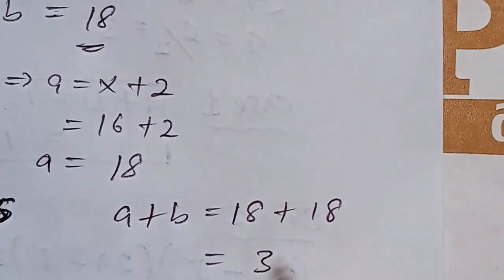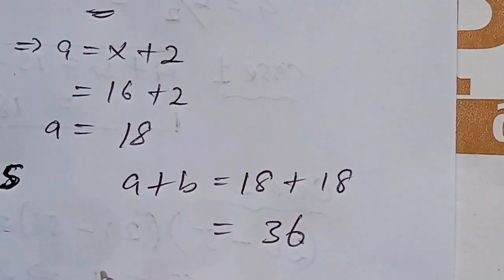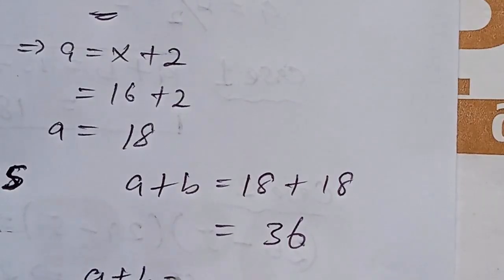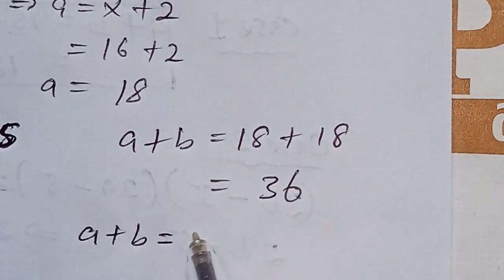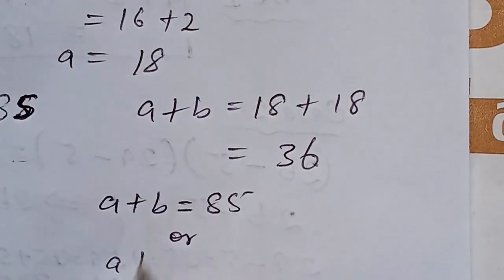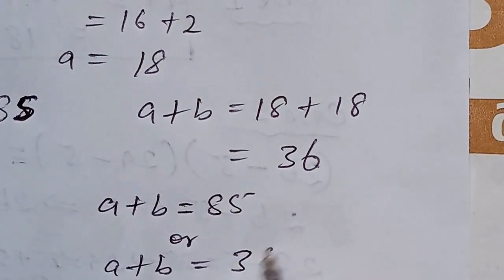That will be equal to 36. So for all possible values of a plus b in our solution so far, a plus b is either equal to 85, or a plus b is equal to 36.